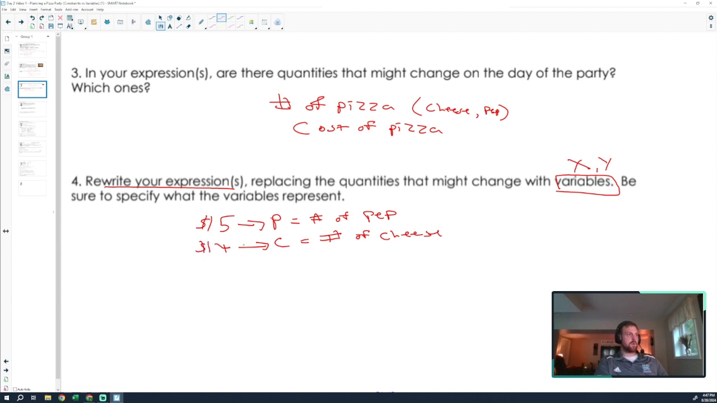Okay. Well, in that case, that would be $5 for every pepperoni plus $4 for every cheese is going to be my total cost. I don't know. That's one way to think about it. But again, can you represent those variables that are changing as letters? Can you write an expression that gives you the total amount?